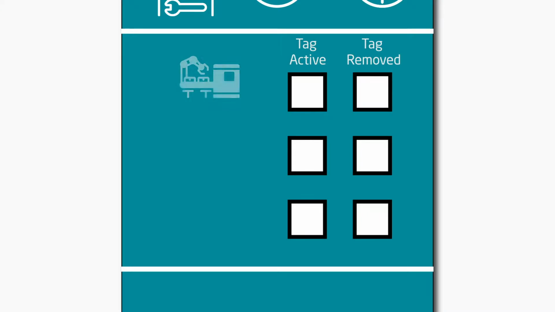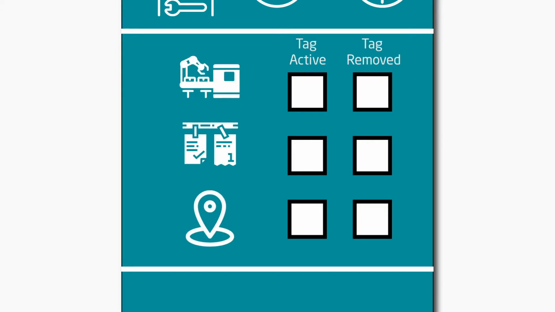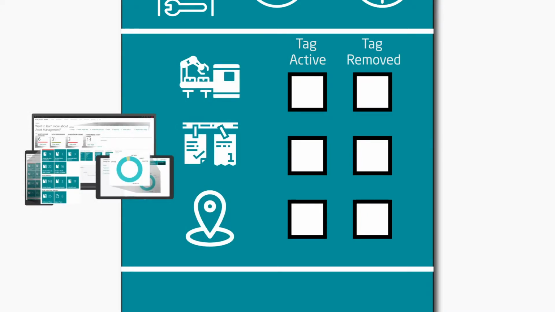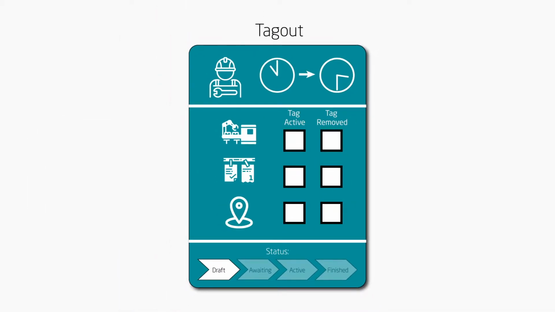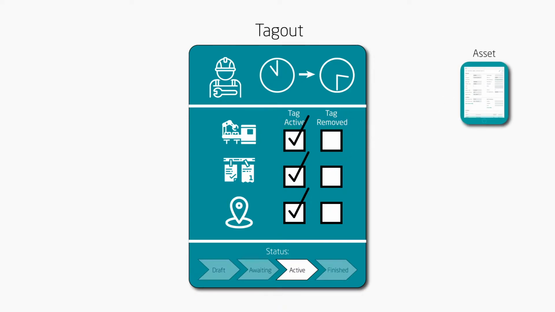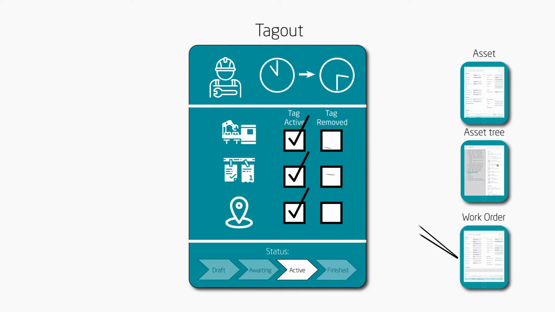Tagouts will enable you to tag out assets, work orders, and asset locations from Dynaway EAM for Business Central. The process is similar to lockouts, but instead of tagout devices, you will fill in assets, work orders, or asset locations. After the approval of a tagout, each of these can then be individually tagged out. This can be done from a tagout document, or also directly on an asset, from the asset tree, or on a work order.